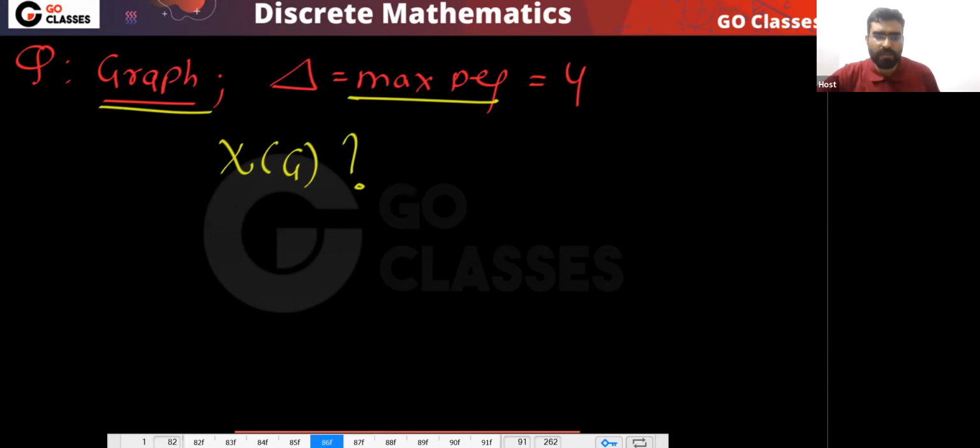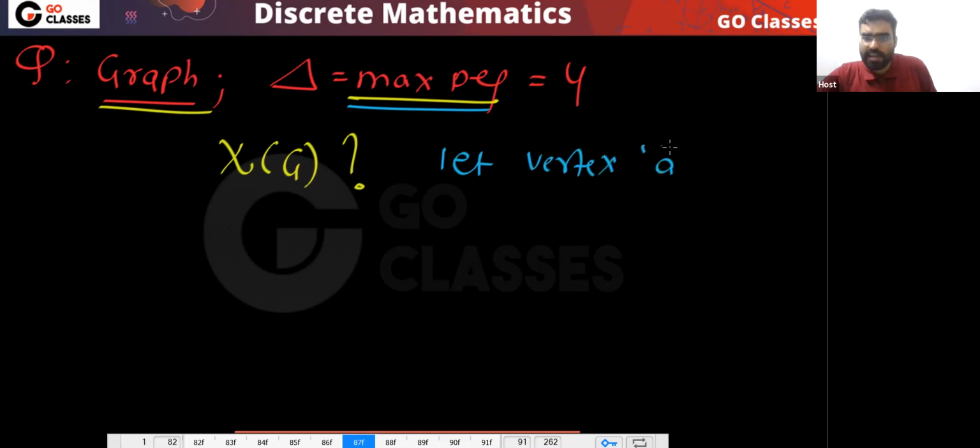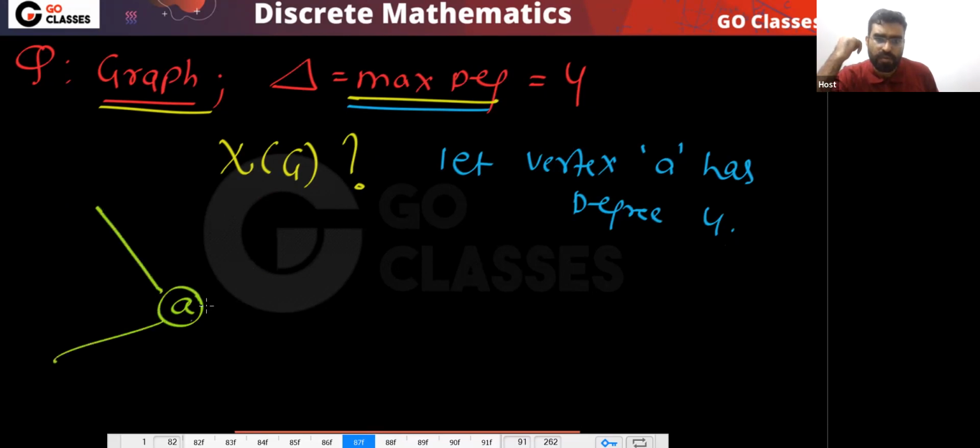Very simple point. Just apply the greedy algorithm. It means there is some vertex, and the maximum degree is 4. So let's assume vertex A has degree 4. Now you notice one thing: this vertex has degree 4. In the worst case, which color number do I need for A?